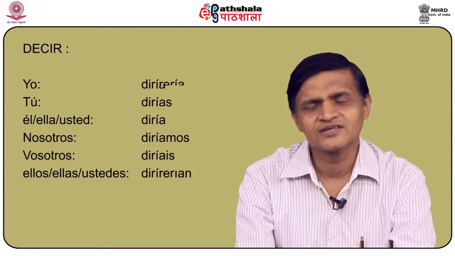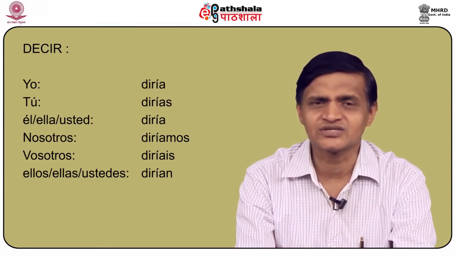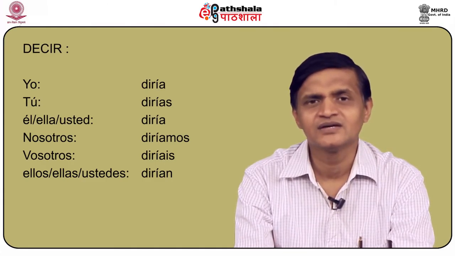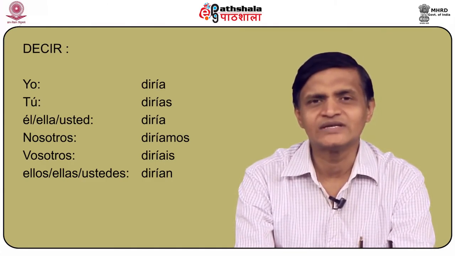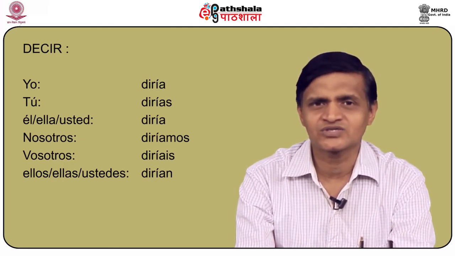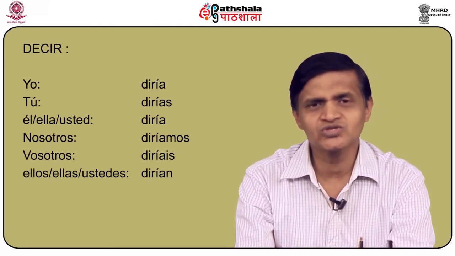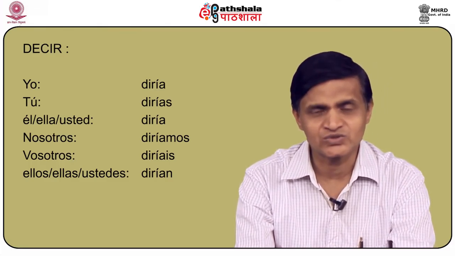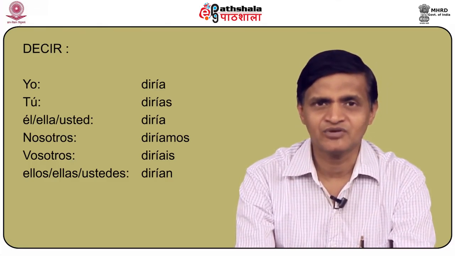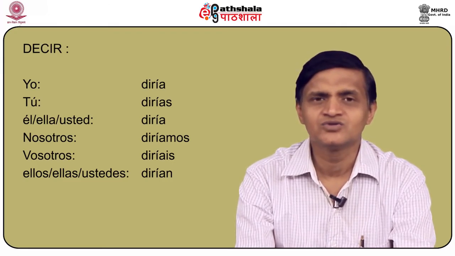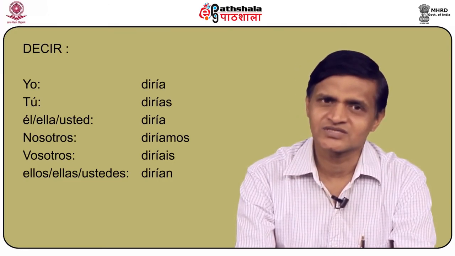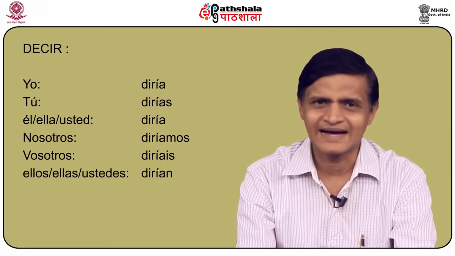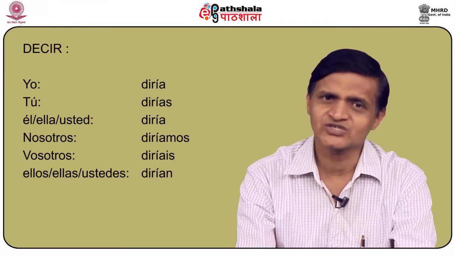How do we conjugate the verb decir in the conditional? We conjugate the verb decir in the conditional in the following manner. Yo diría, tú dirías, él, ella, usted diría, nosotros diríamos, vosotros diríais, and ellos, ellas, ustedes dirían. I repeat, yo diría, tú dirías, él, ella, usted diría, nosotros diríamos, vosotros diríais, and ellos, ellas, ustedes.